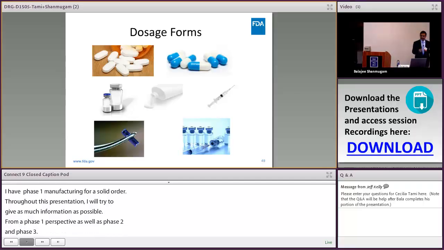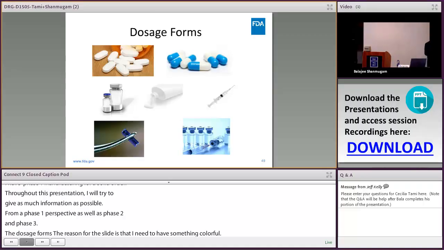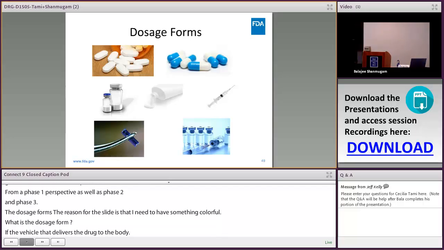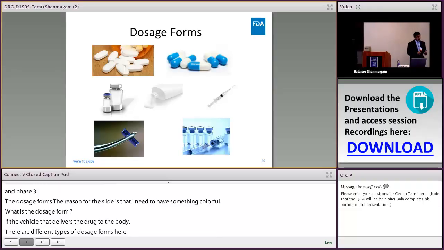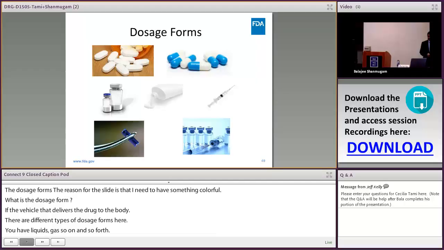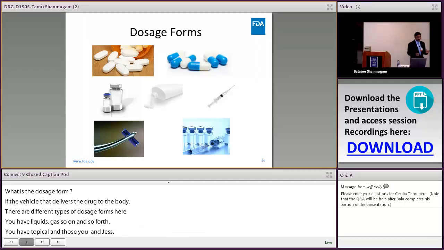So what's a dosage form? It's just a vehicle that delivers the drug in the body. And there are different types of dosage forms. You have the solid orals, the semi-solids, you have the liquids, gas, and so on and so forth, which are administered primarily through different routes of administration. So you have the ophthalmic route, topical, oral, and then even with the solid orals, if you take the tablet, there is the buccal tablet, the chewable tablets, the immediate release, the modified release, the whole variety. It's just complicated, it's complex, but it's beautiful.